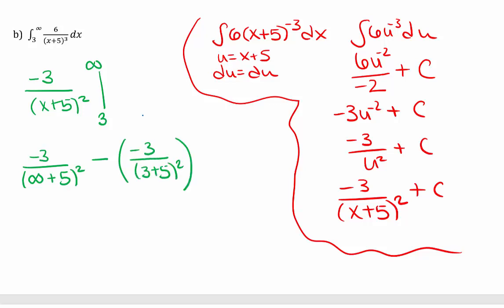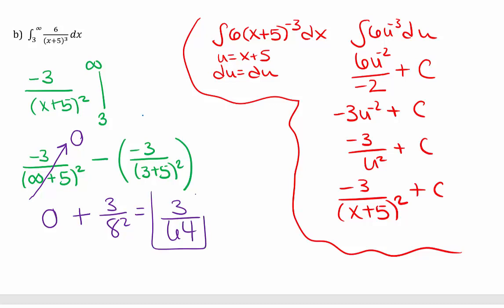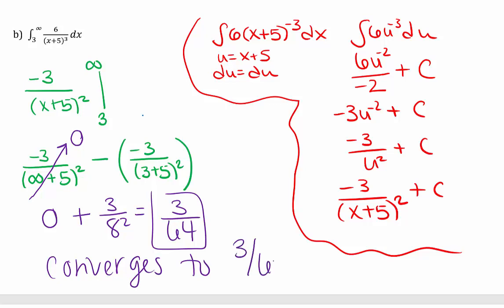If you take a constant like -3 and you divide it by something infinitely large, something that's growing without bound, that is going to go to 0. Anytime you have an infinity on the bottom, it goes to 0. So I'm left with 0 plus 3 over 8 squared. That would be 3 over 64. And so in this particular case, we would say that this integral converges, and it converges to 3 over 64.